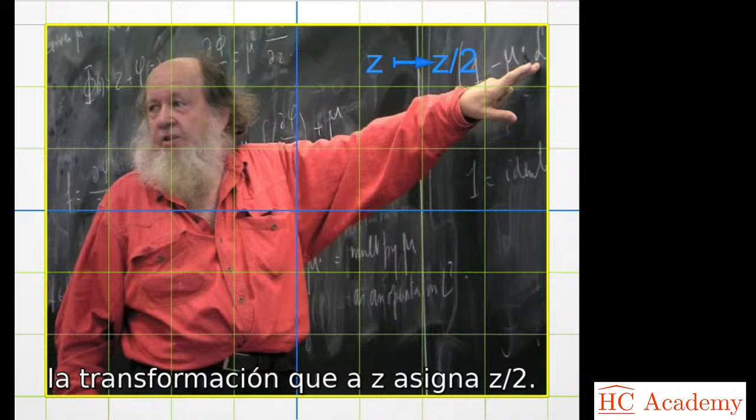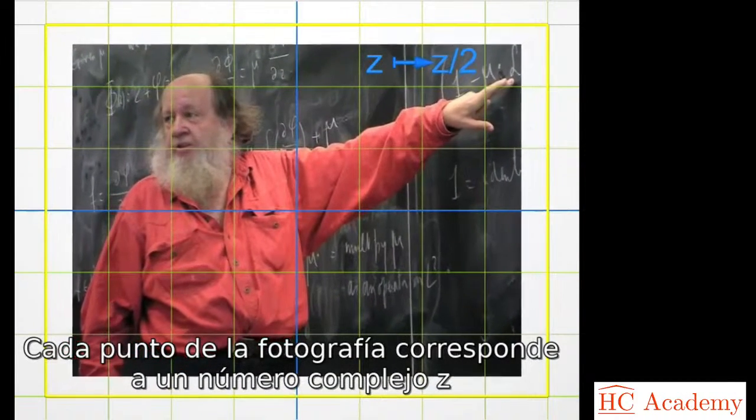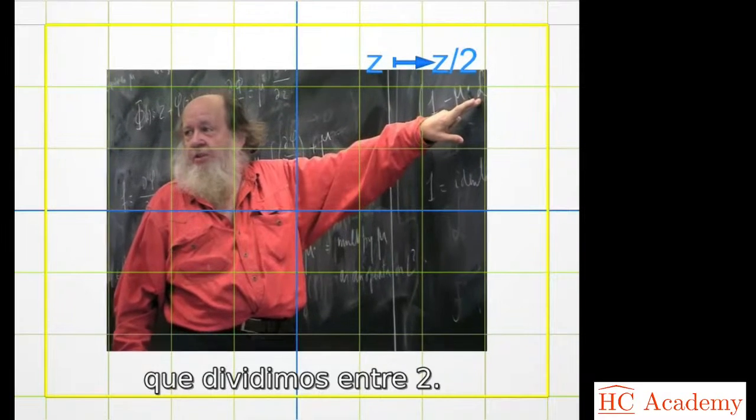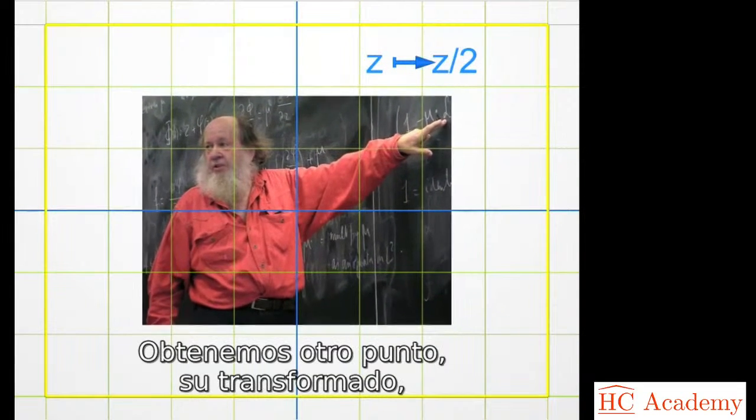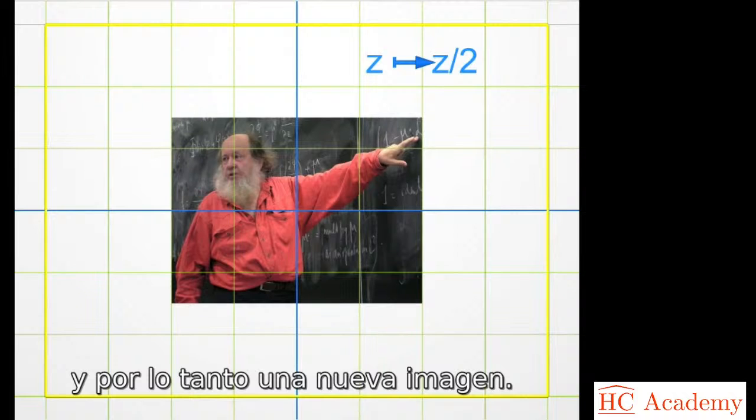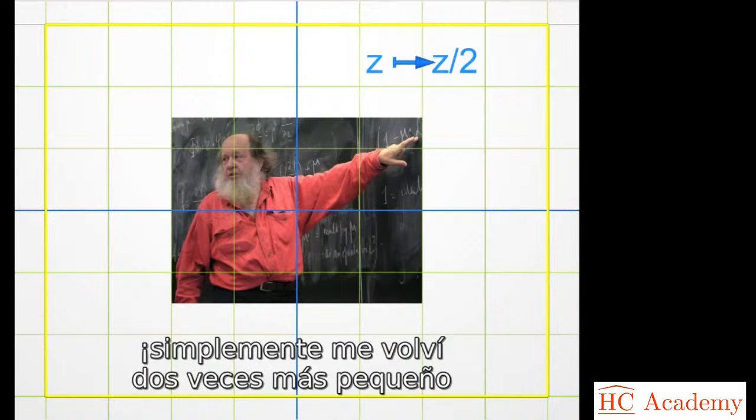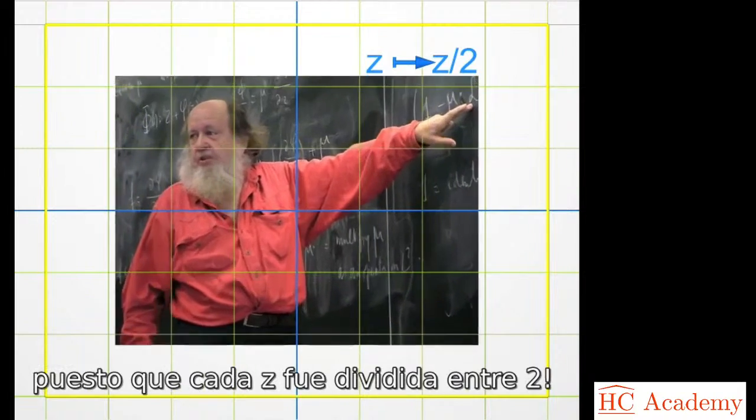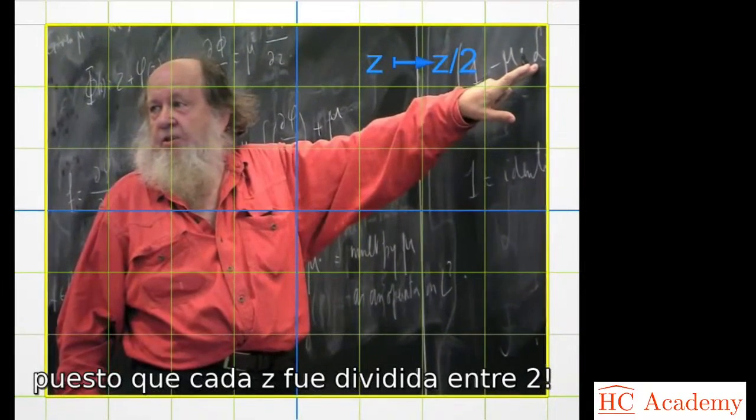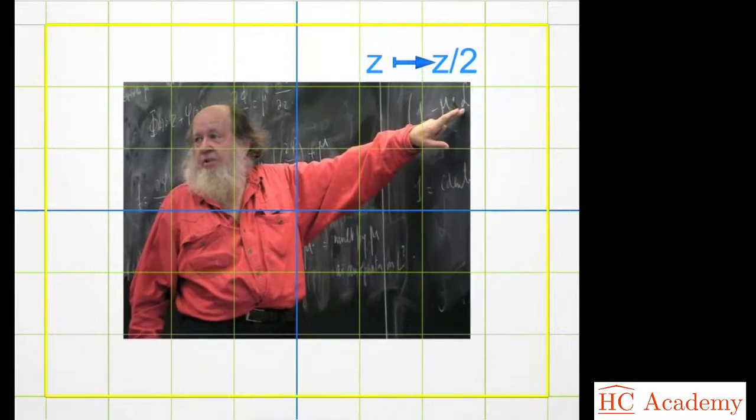The transformation z goes to z over 2. Each point on the photo corresponds to a complex number z that's divided by 2. We get another point. It's imaged by the transformation, hence a new picture. You see, no surprise, I just shrank to half the size, since each z has been divided by 2. This transformation is called a homothety.